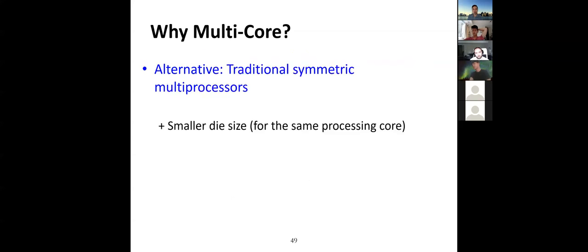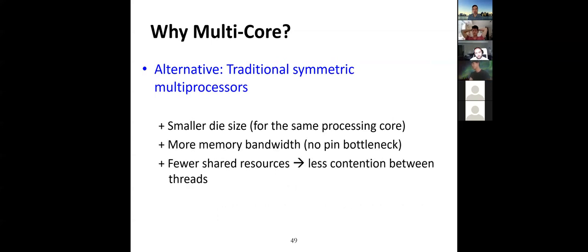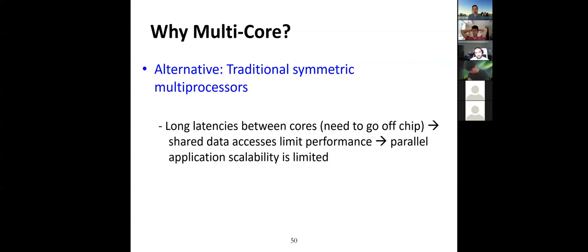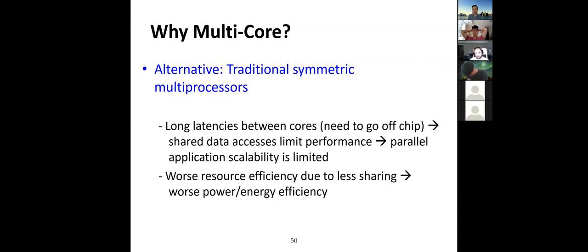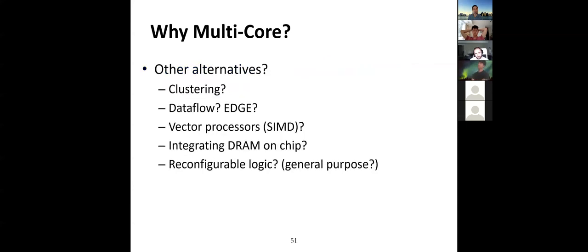Another alternative is traditional symmetric multiprocessors: smaller die size, more memory bandwidth, no pin bottleneck, fewer shared resources. Those are the pluses of traditional symmetric multiprocessors. The downsides are long latencies between cores. You need to go off chip, so communication frequently kills you, and there is worse resource efficiency due to less sharing in general.